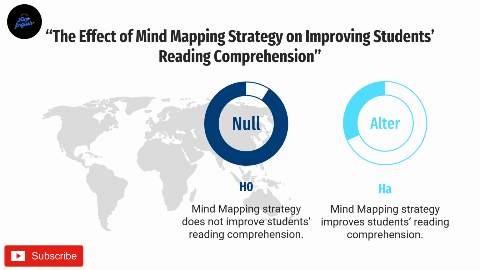If we have a research title like the effect of mind mapping strategy on improving students' reading comprehension, we can understand that the null hypothesis is: mind mapping strategy does not improve students' reading comprehension. So the null hypothesis again reminds us that it is about showing something negative or pessimistic. Then the alternative hypothesis of this title is: mind mapping strategy improves students' reading comprehension.